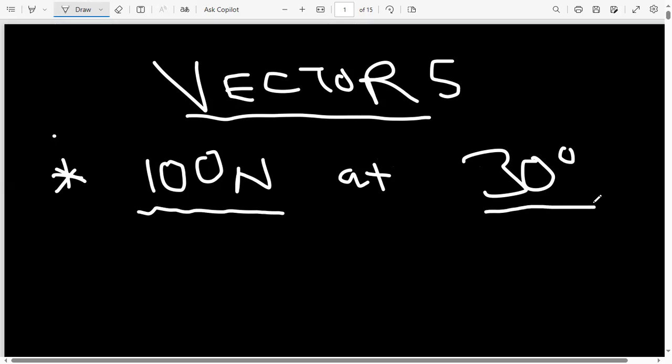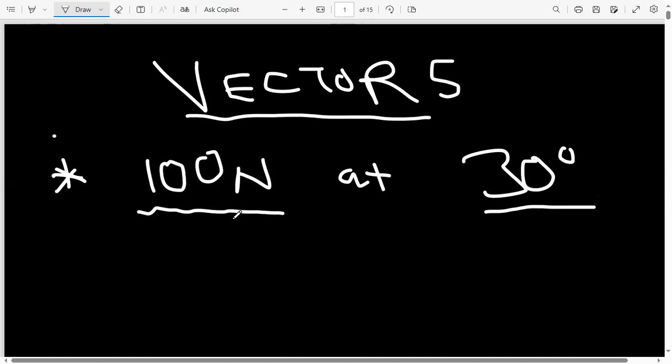So when you're dealing with vectors and they tell you to find the direction, they just mean find the angle. Direction is angle under vectors. Don't start saying east, north. No. When they tell you find the direction, they're just simply asking you to find the angle at which that vector is. So this can be an example of a vector: 100 newtons at 30 degrees.